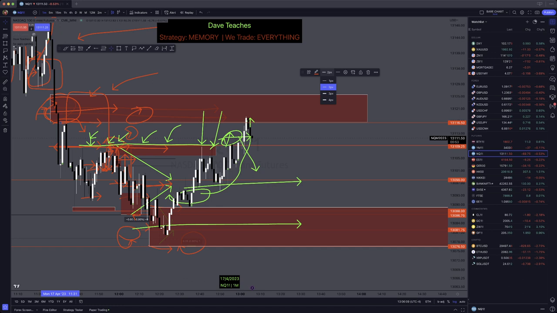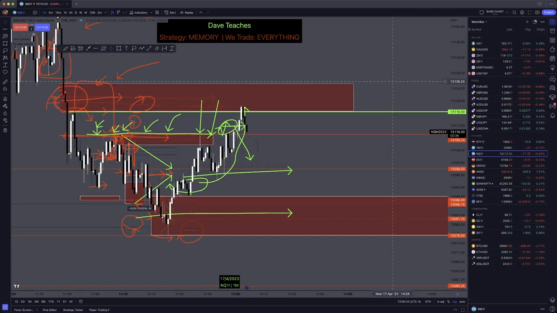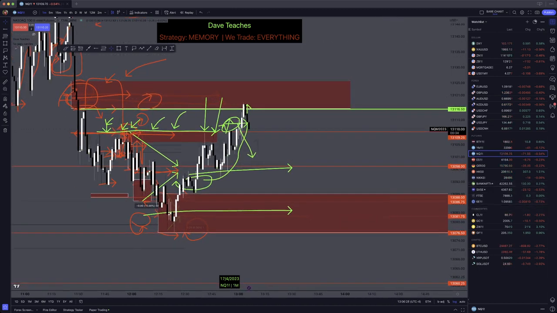Let me make this green. Right here. You see that? Took something, tapped into our zone. Oh, come on, come on, come on. Yeah, this is the same thing I was just explaining to you guys. You want to see that, and it just makes trading a little more easy.